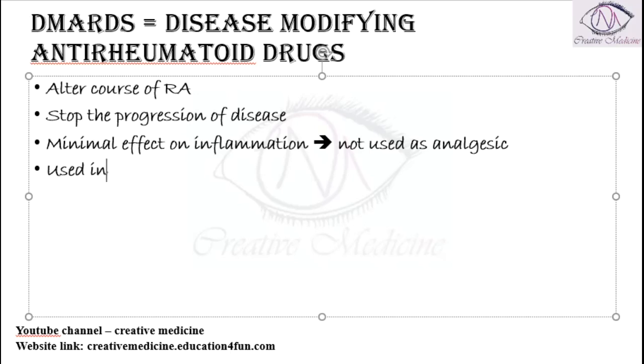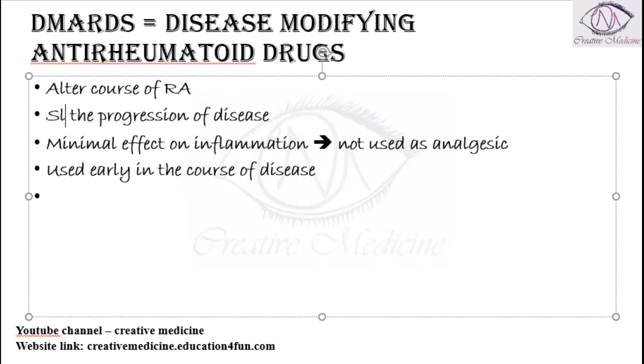These drugs are mainly used early in the course of the disease. Early in the course of the disease we use these drugs, DMARDs, and they will slow the progression of the disease. It's not that they will completely stop the progression of the disease, but they will make sure they slow down the process of progression of the disease.